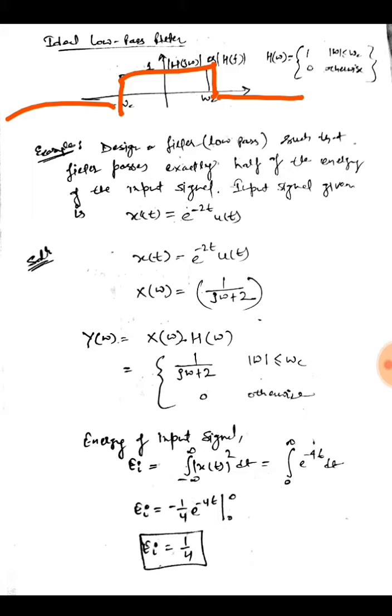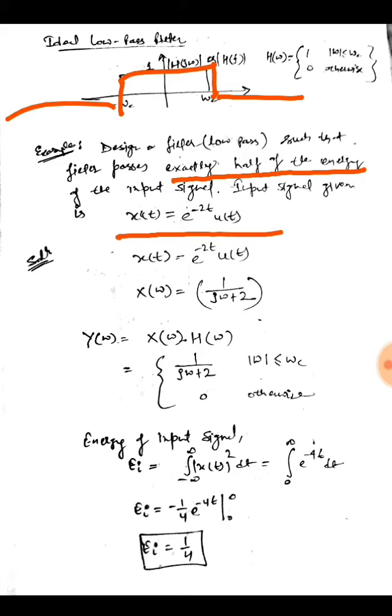So let's take an example and try to understand the low pass filter, how it works. We need to design a low pass filter such that the filter passes exactly half of the energy of the input signal, and the input signal is given to us as e raised to power minus 2t u(t).